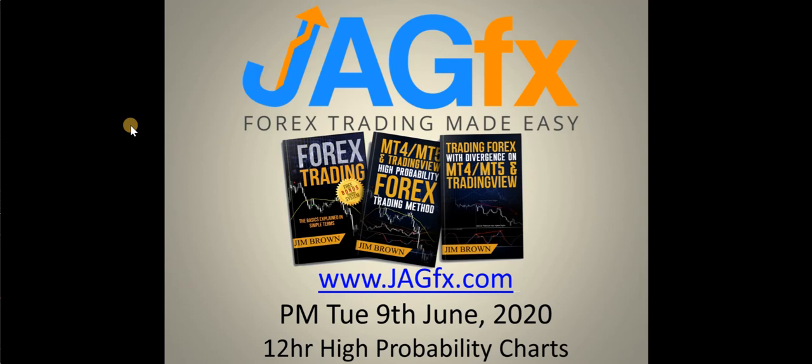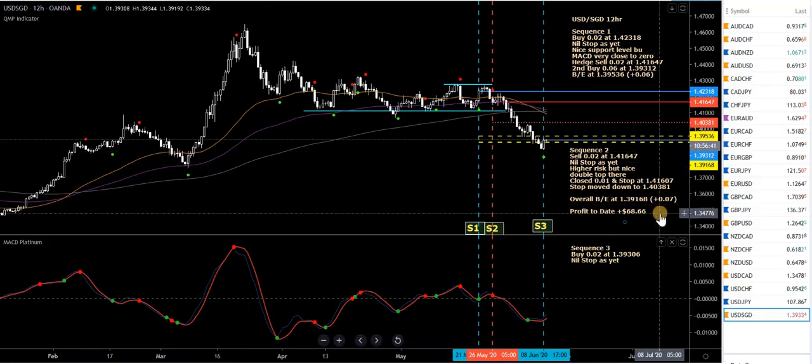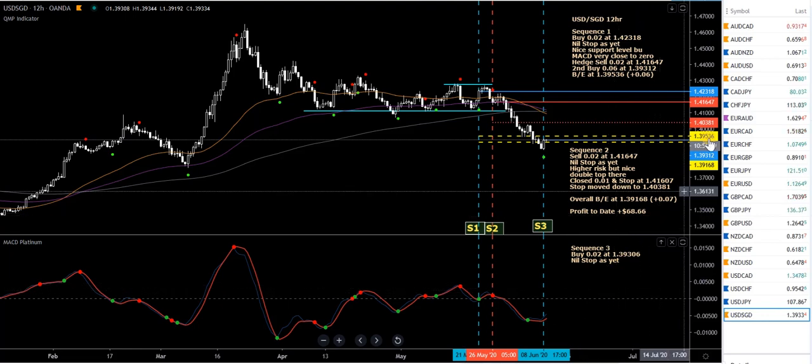Just a look at my 12-hour high probability charts. The new candle was at 4 p.m., so 1 hour and 3 minutes ago. There's been a lot happening, so it's taken a while to get through everything, and I even got a start on it before 4, so I'm still running behind the 8 ball.